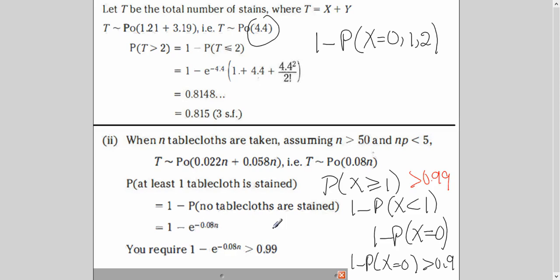So how did we get this thing here? Because x is equal to 0. So in the formula, if you write e to the minus lambda, lambda to the power x over x factorial, your x is 0. Anything to the power 0 is 1, so this is 1. 0 factorial is 1. So you are left only with e to the power minus lambda. That's why it is written here, e to the power minus lambda. And lambda we got from here after adding up the lambda of two restaurants. So this is how we got the equation. And we are putting it greater than 0.99 because it was given in the question.